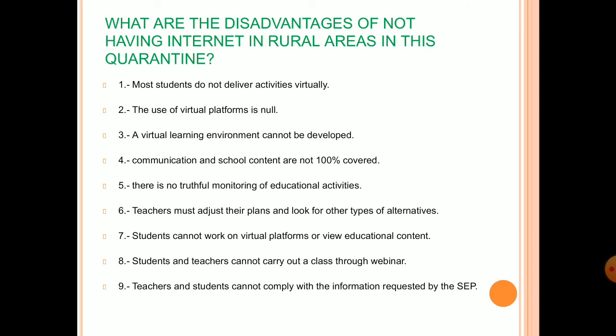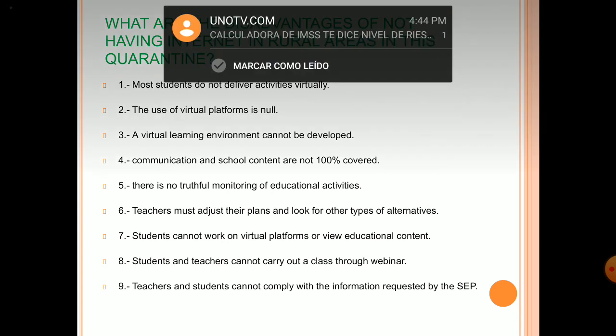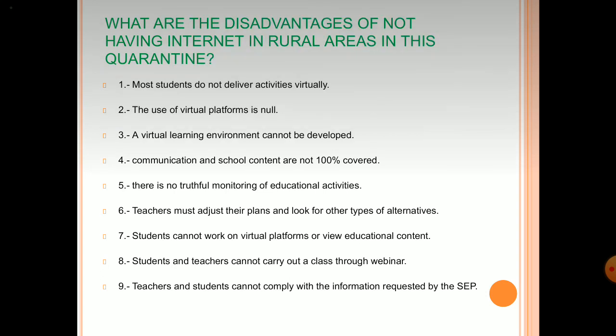The second, the use of virtual platforms is null. The third, a virtual learning environment cannot be deployed. Fourth, communication and school content are not 100% conserved. Fifth, there is no truthful monitoring of educational activities. Sixth, teachers must adjust their plans and look for other types of alternatives.